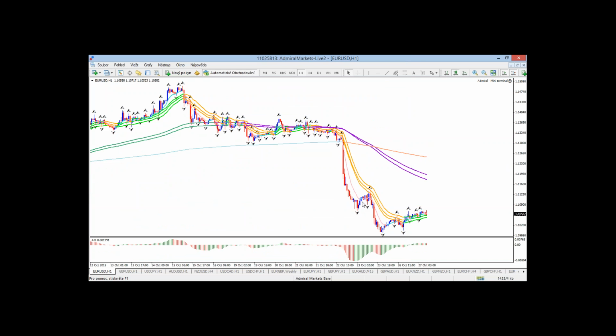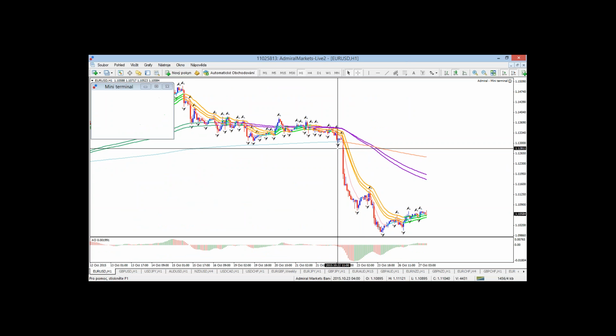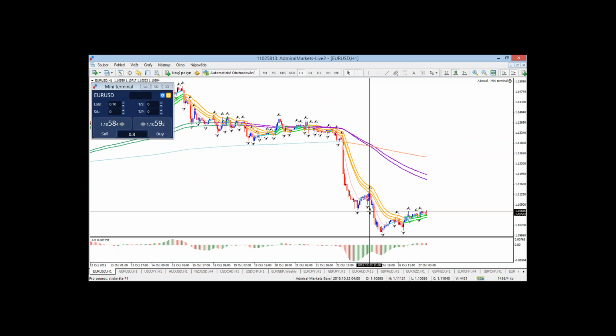Good. Euro dollar. Yeah, the ECB news event, of course, we saw a big downside and a lot of candles below the 21 EMA band.